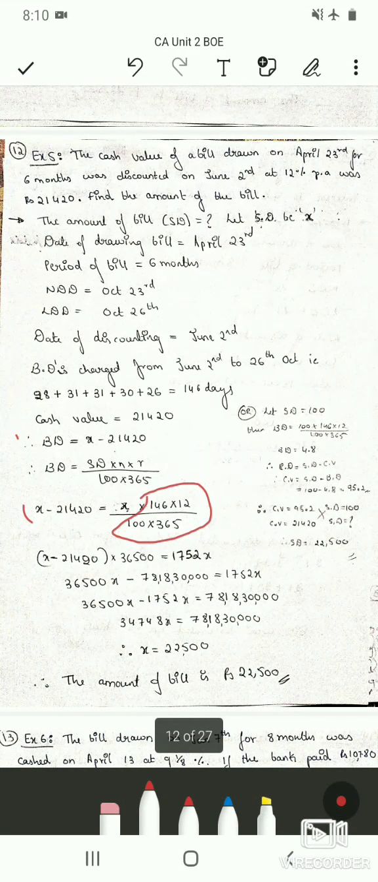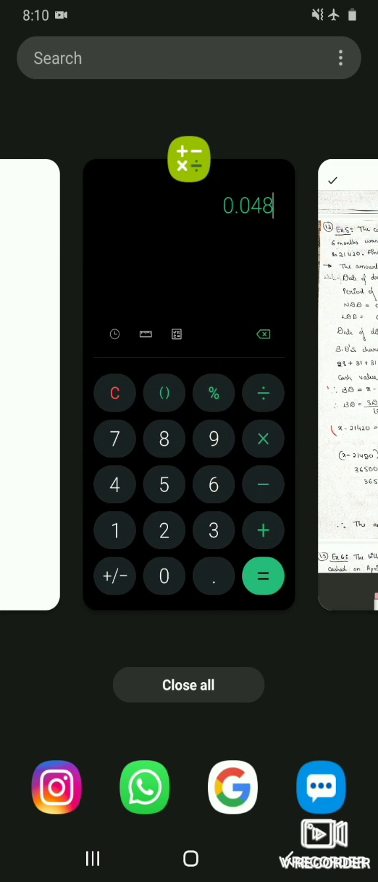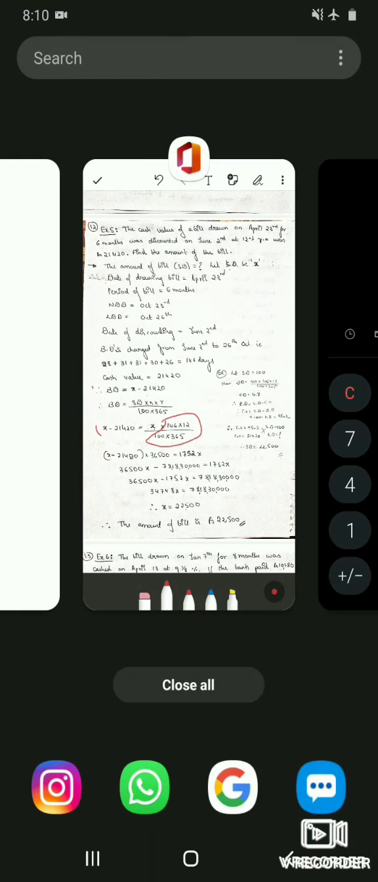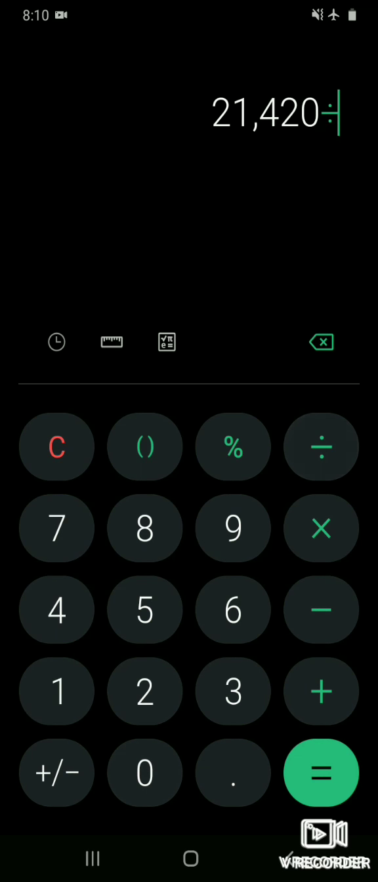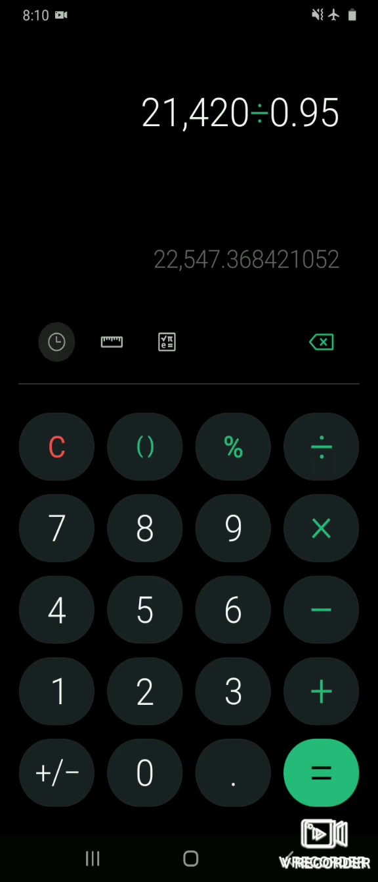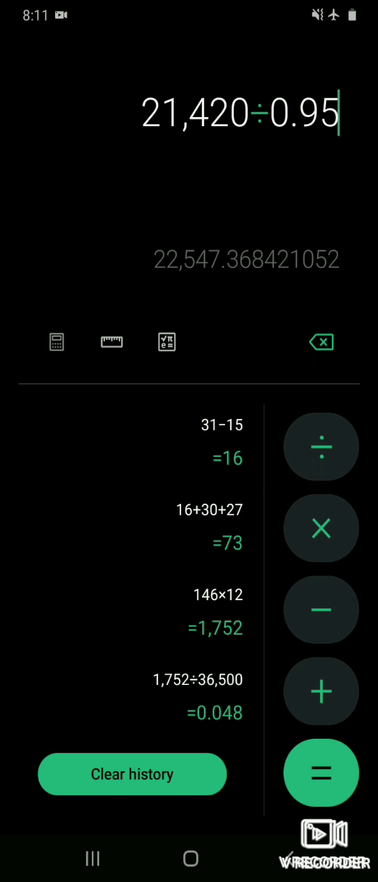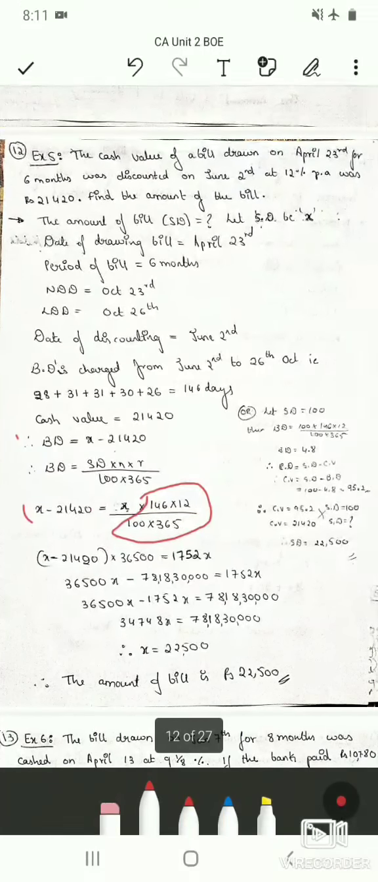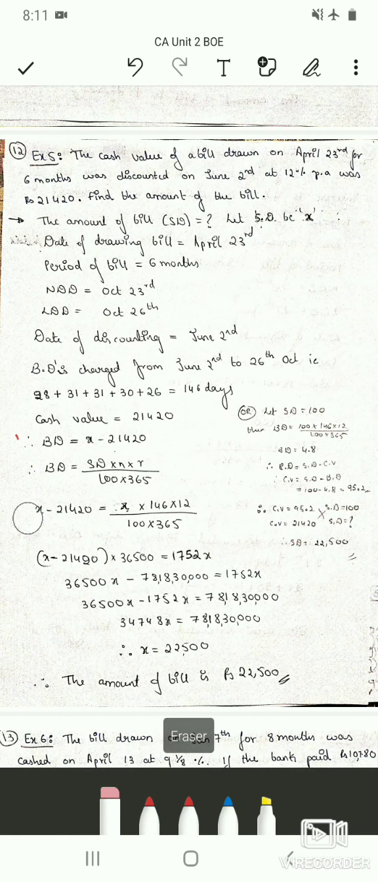0.048x. So now you have x minus 21,420 equal to 0.048x. So then x minus 0.048x will be 1 minus 0.048. So we got 0.952. So 21,420 divided by 0.952 I guess. So see, you got 22,500. So whichever method you want to simplify, it is up to you.